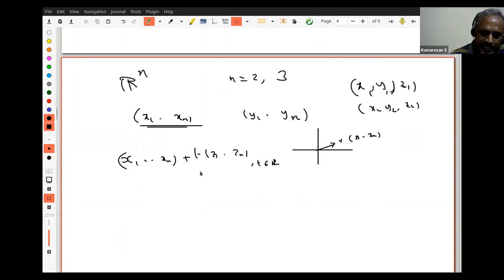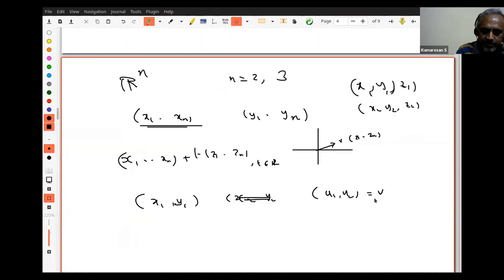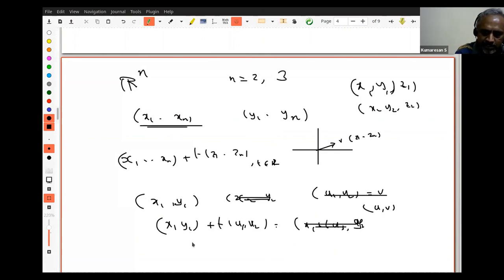Okay, this looks abstract, but I will go slow. Now let's look at x1, y1 and x2, y2. Let me write the direction as u1, u2. This is my direction v, right? Then the line passing through that point is x1, y1 plus t times u1, u2. Sorry, I used u, v; u, v is the direction.